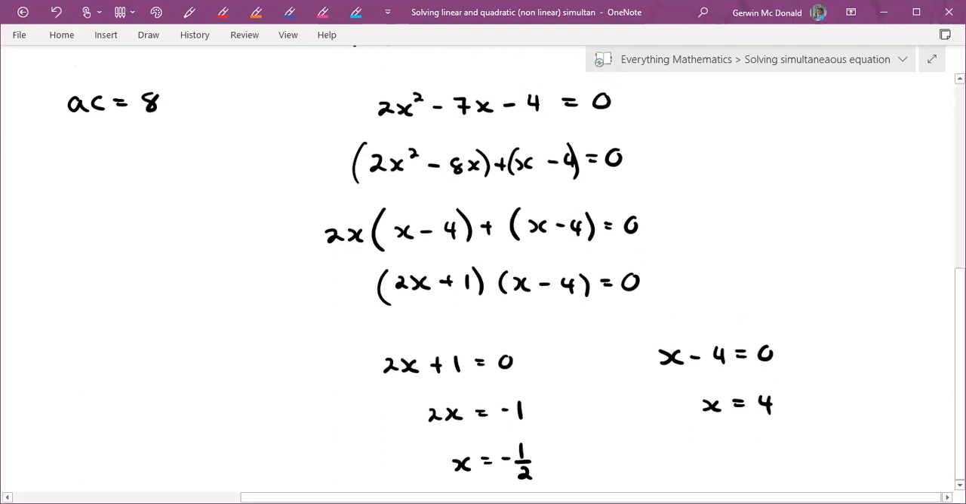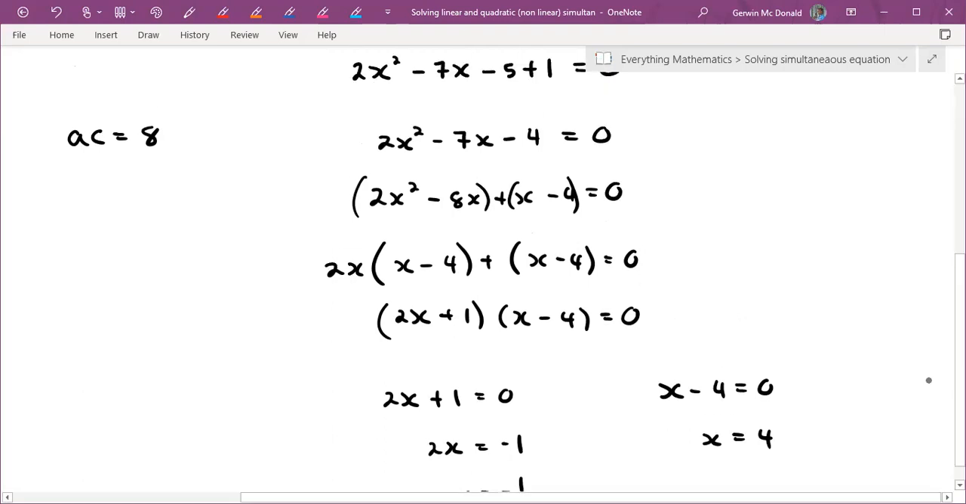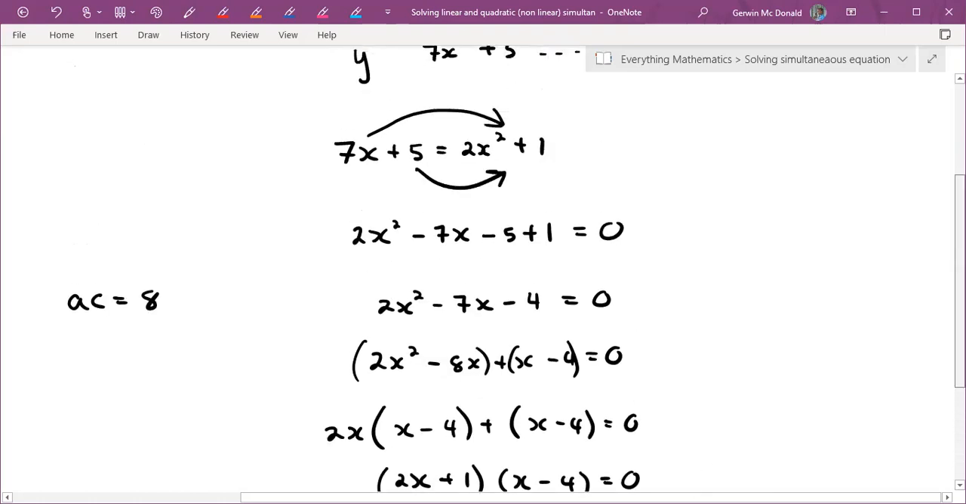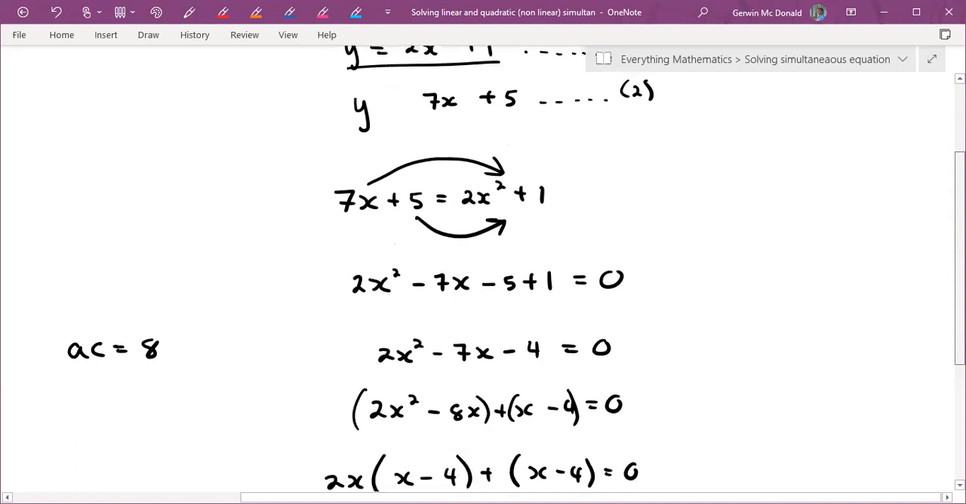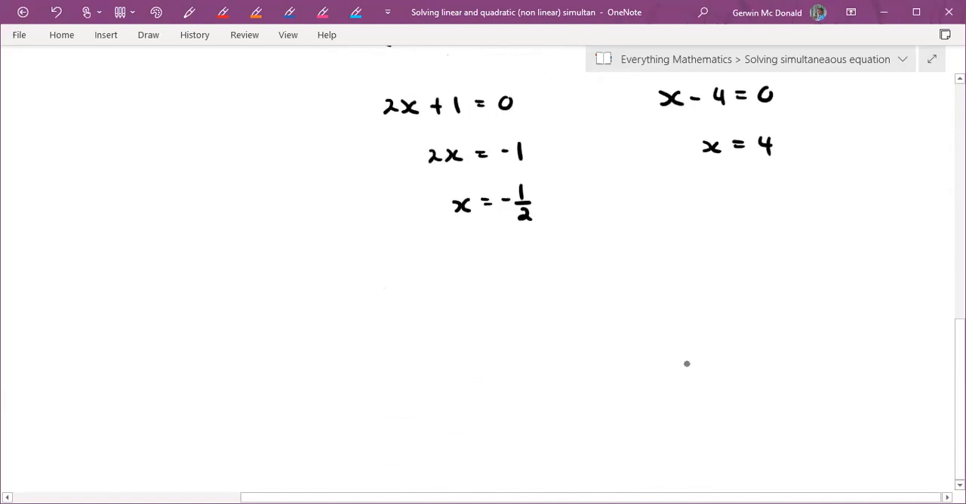So again, just like a typical simultaneous equation, this is the point where we choose which equation we want to transfer to, and we find y. So let's see which equation is easier to work with. Let me use equation 1. I think this is a lot easier to work with. So y is equal to 2x squared plus 1. I want to find what y is when I put x as negative a half and x as 4.